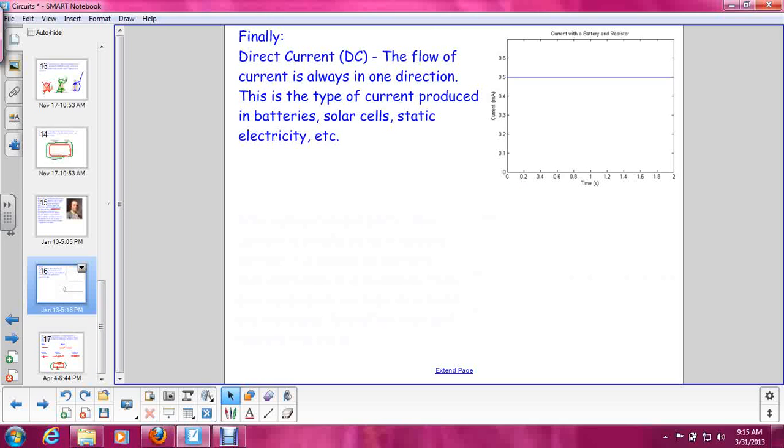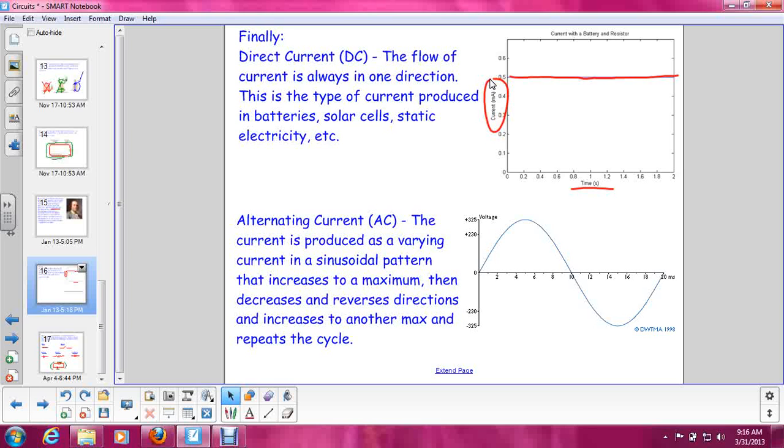And finally, there are two different kinds of current that we can talk about. The really easy one to talk about is direct current. That means that current always moves in one direction and it is a steady flow. This type of current is produced in batteries, in static electricity, and in solar cells. So when you plug a battery into a circuit, that starts pumping electrons from negative to positive, and it does it in a uniform way. That is direct current. So if we look at the amount of current we have over time, it stays constant. It does not change.